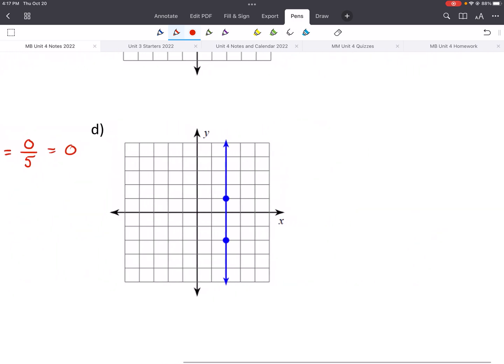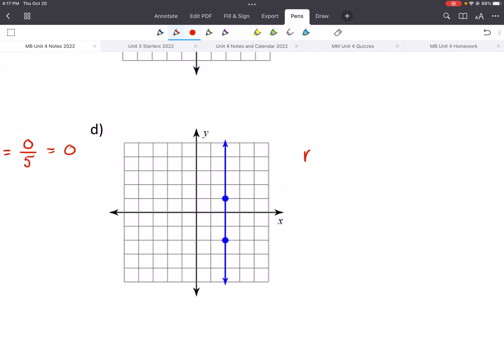Okay, let's look at D. So M is our slope. M is rise over run. So the rise here is 1, 2, 3. So it has a rise of 3. But then the run here, it doesn't go left or right at all. It stays the same. So the run is 0.